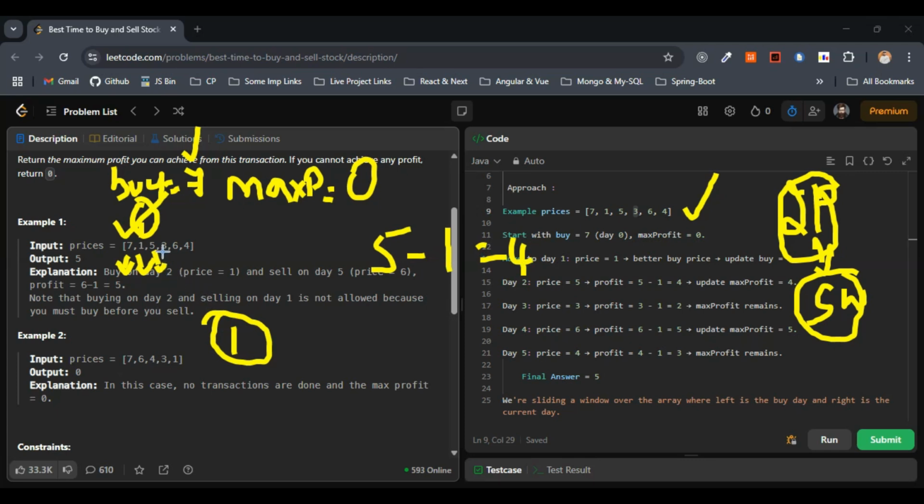Now let's move on to the next index. Now we have the value 3. We have bought the stock at 1 and we are selling it at 3.